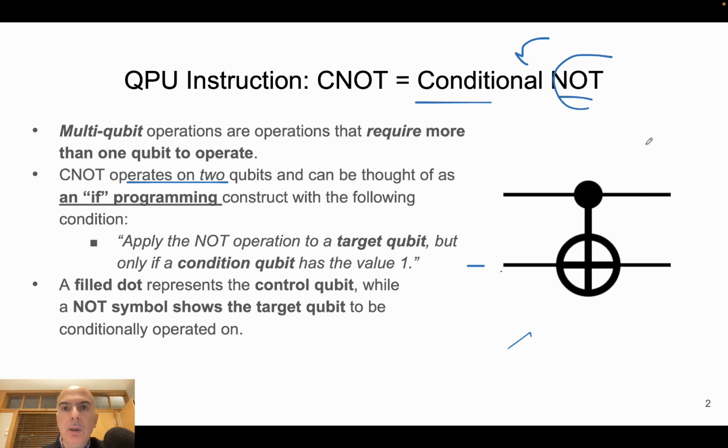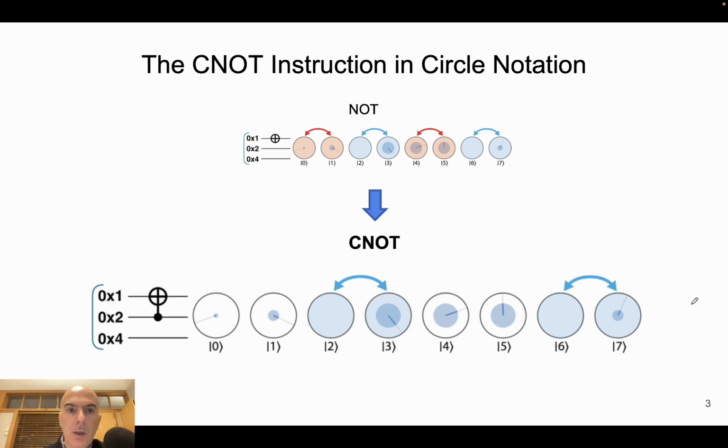In textbooks and in papers, the controlled NOT gate is represented in the following way. We have the control qubit that is represented with a dot, and then we have the target qubit that is represented with the operation we want to execute. So this is the target and this is the control. Let's see how this looks in the circle notation.